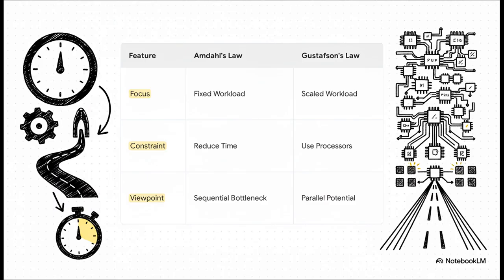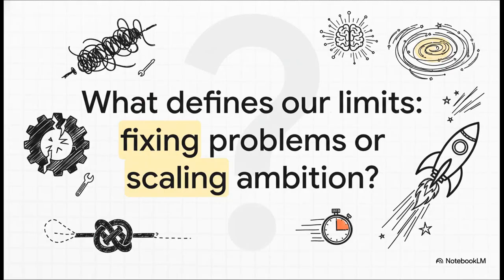Amdahl is focused on that fixed workload, and his biggest constraint is time. His law shines a spotlight on that pesky sequential bottleneck. Gustafson is all about the scaled workload. His constraint is just how many processors he has, and his law shows us the massive potential of all that parallel work. And that leaves us with this final, big question.